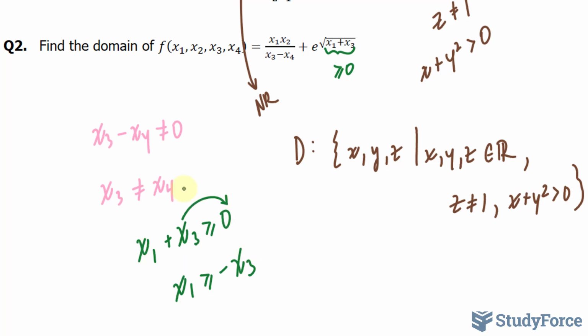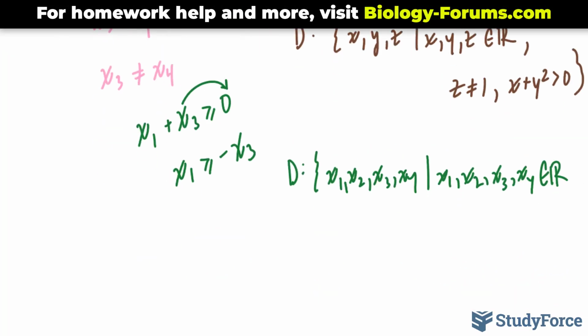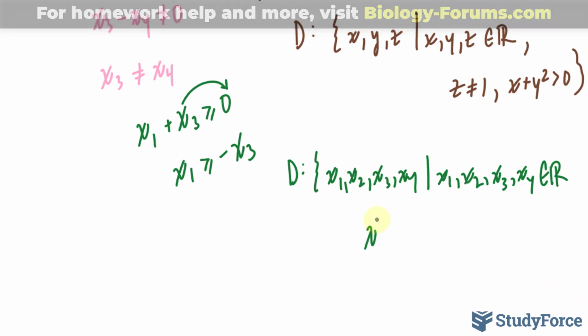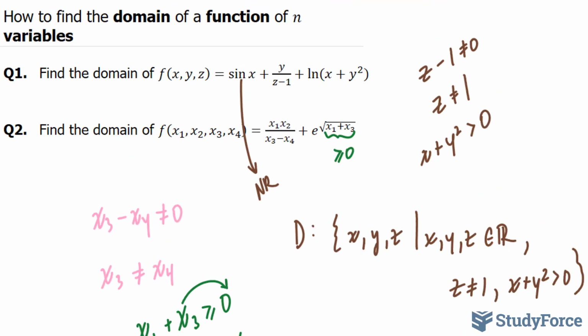Now, to write this in set builder notation, we say the domain includes x sub 1, x sub 2, x sub 3, x sub 4, such that these variables include real numbers and then our restrictions, which were x sub 3 cannot equal x sub 4 and x sub 1 plus x sub 3 must be greater or equal to 0. That represents the answer to question number 2, and that is how to find the domain of a function of n variables.